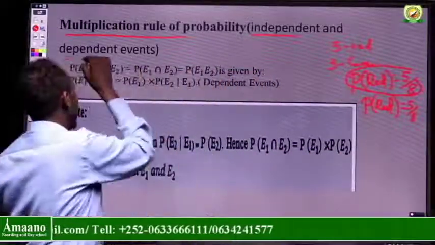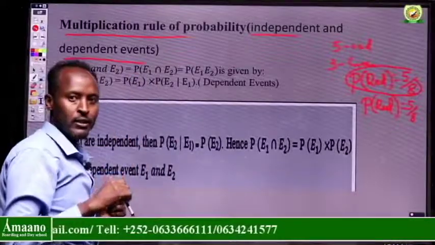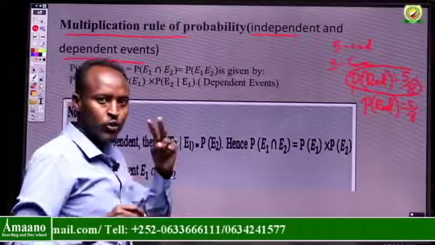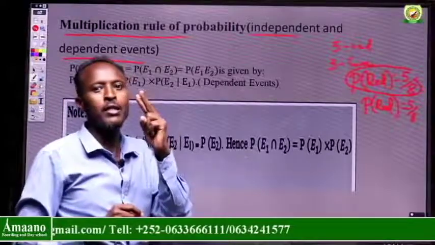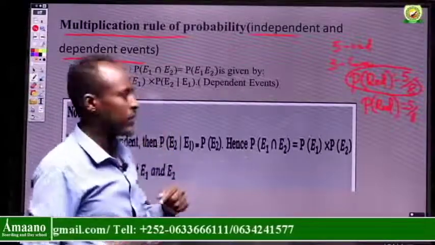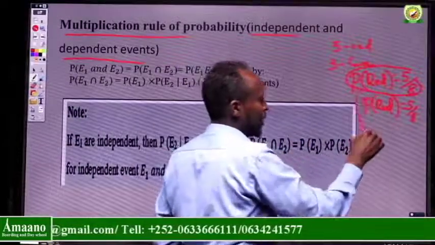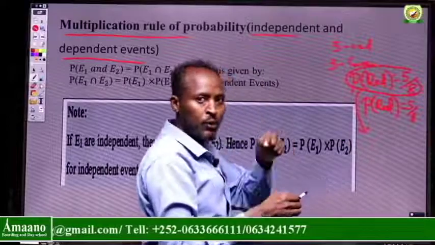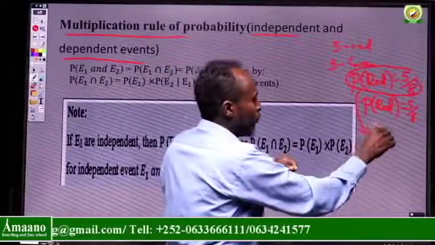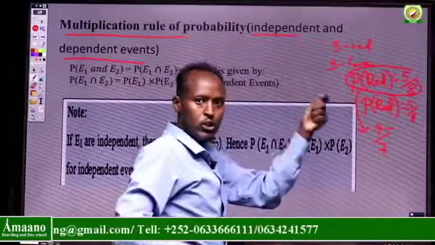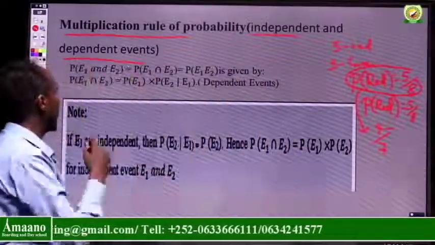Independent events. If the occurrence of one event affects the occurrence of another event, then the two events are dependent events. For example, from this example, if the first ball is not replaced back, the probability of getting a second red ball will be 4 divided by 7. The number of red balls will be decreased because it is not replaced back.